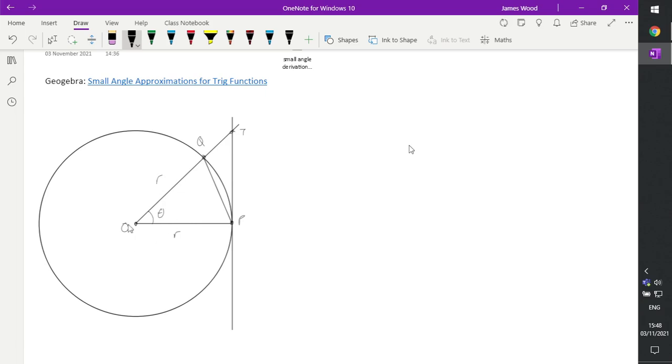So I've just labelled my points O, P, and Q. And then this is also T, where it meets the tangent. And then this is obviously the radius, and this is also the radius. You can also see that OTP is a right angled triangle. So this is a right angle down here, because it's where the radius meets the tangent. So that means that this length here, TP, I could actually calculate as being r tan theta.